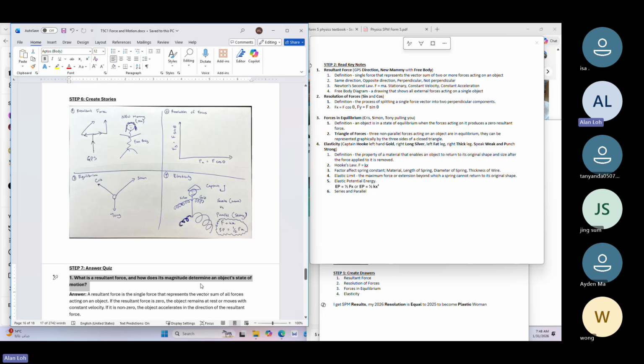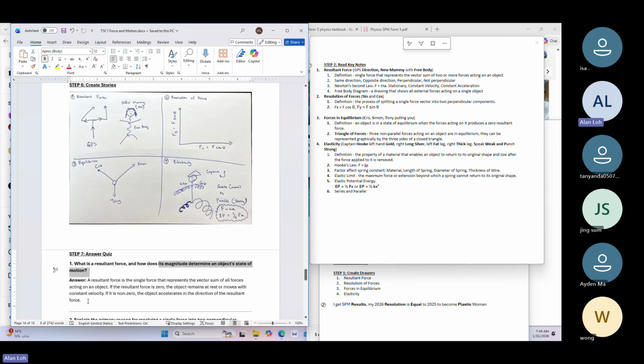And how does its magnitude determine an object's state of motion? This is talking about the direction, and also the value in the direction that it is moving to. Once you have this answer on a very high level, then read the answer by yourself and see whether your answer is matching this answer.